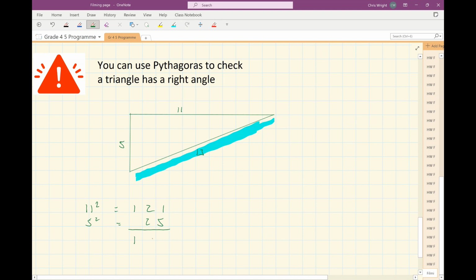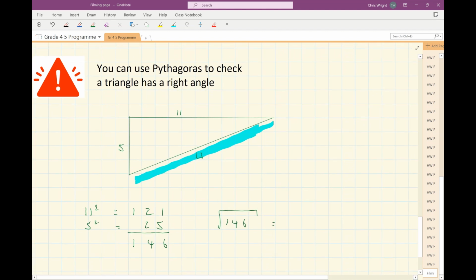Let's see if it works. So add them together, 146. If I square root 146, will I get 13? Answer, no. You get 12.08. So if that were a right angle, this side would be 12.08. So I've used Pythagoras in this case to confirm that that is not a right-angled triangle.